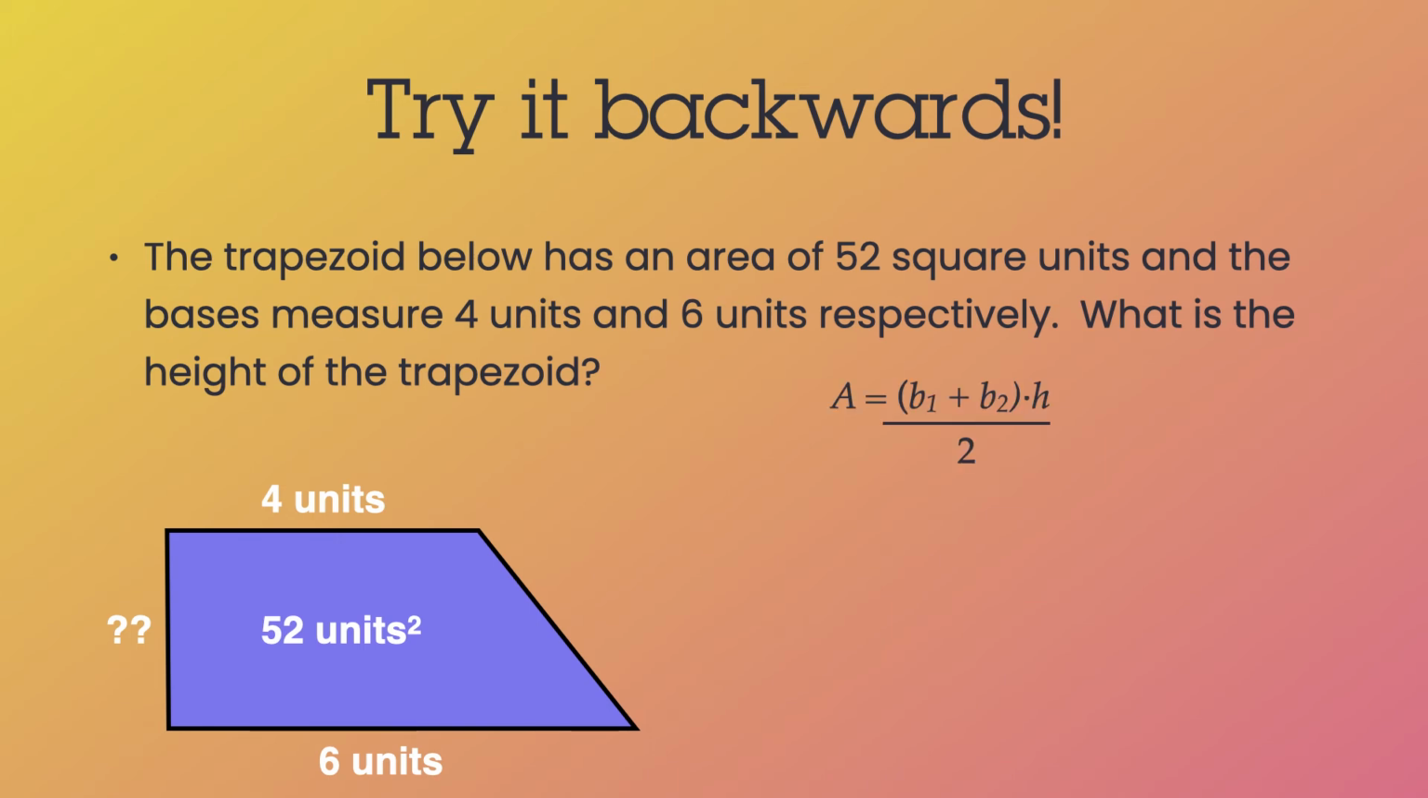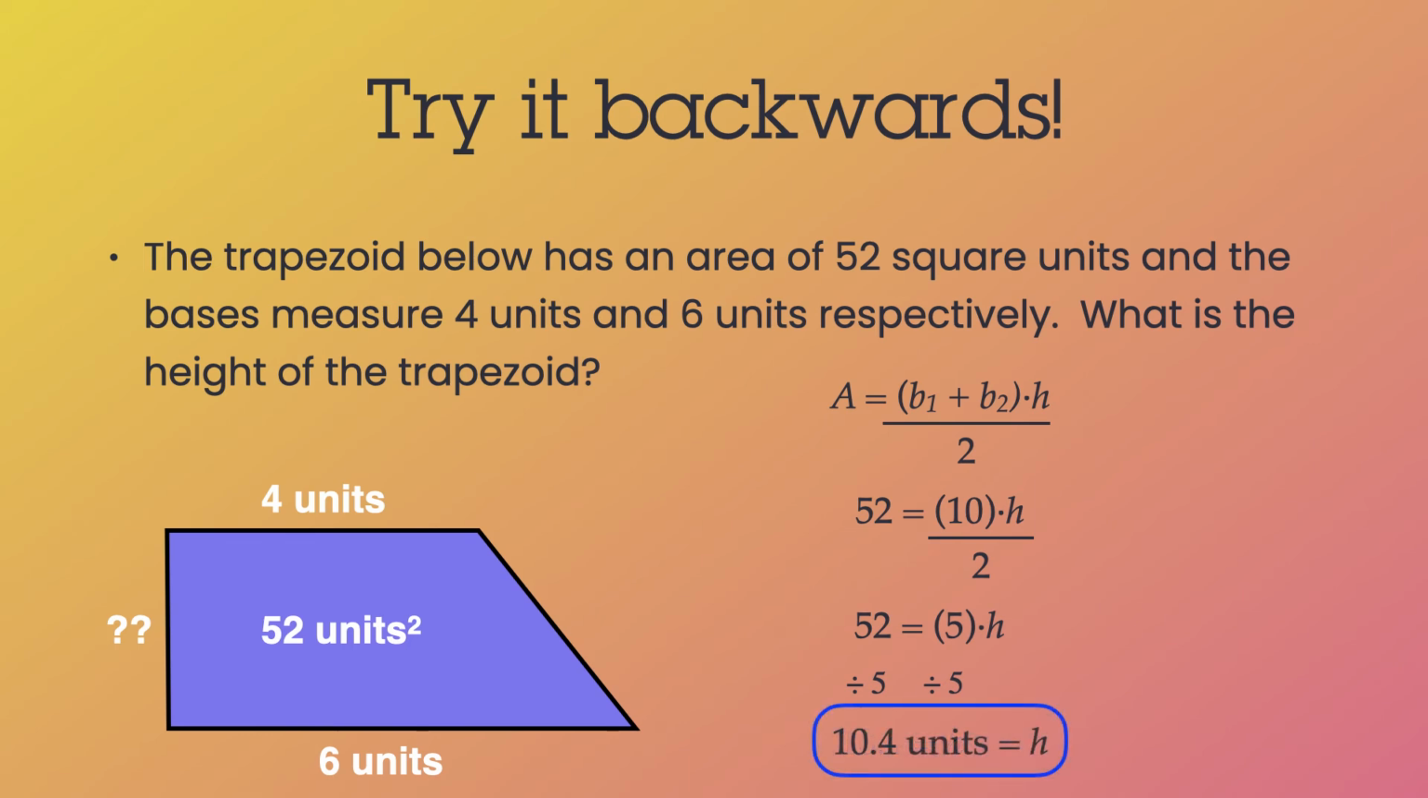So here's our formula again. Area equals the sum of the bases times the height divided by 2. Now, the area is 52, so we'll plug that in on the left. The sum of the bases, 6 plus 4, is 10, so we'll substitute that. As we start to simplify, one step we could take is to divide the 10 by the 2. So we'll have 52 equals 5 times h. And then we'll divide both sides by 5. And this is not going to come out to a whole number, but that's okay. Measurements don't always come out to whole numbers. So our final answer, 10.4 units, is the height.